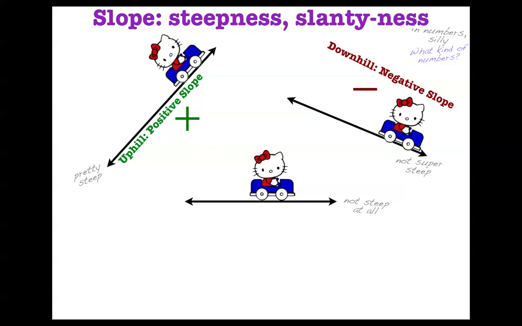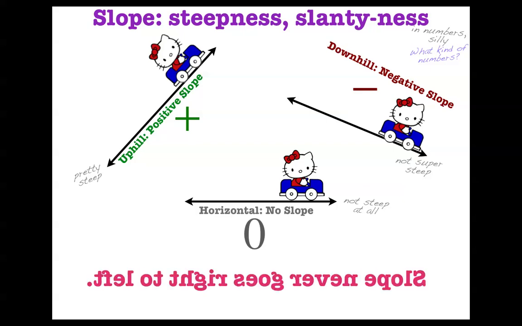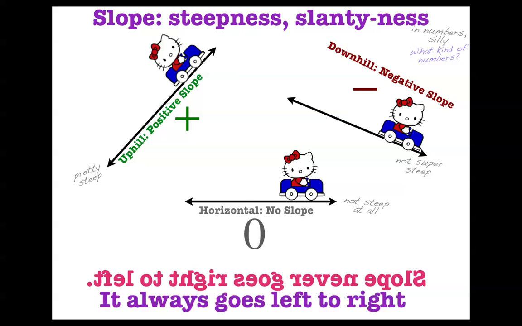But what if there's no slope if you're just going straight horizontal, right? So that would have a 0 for a slope. The others would have either a positive number or a negative number. Now, remember, when we're deciding whether it's an uphill line or a downhill line, slope never goes right to left. It always goes left to right, just like the way you just read that sentence, huh?